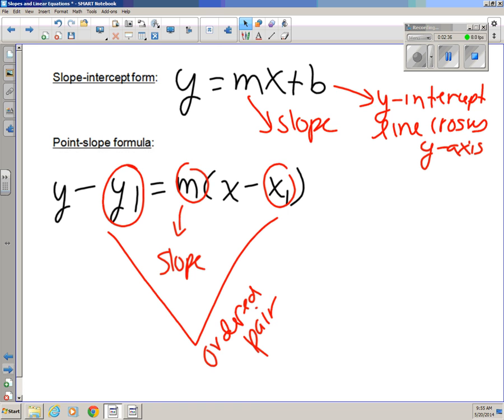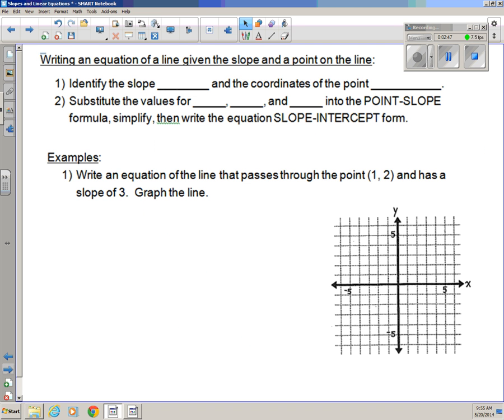Okay, so I'm going to show you how to write the equations of the line using the point-slope form, because that transfers into slope-intercept form quite nicely. When you write an equation of a line, given the slope and a point, the first thing you want to do is identify your slope. Remember, that's your value of m, and the coordinates of whatever one point they give you, which we're going to call x1, y1. You're going to substitute the values for m, x1, and y1 into your point-slope formula. You're going to simplify, and then you're going to write the equation in slope-intercept form.